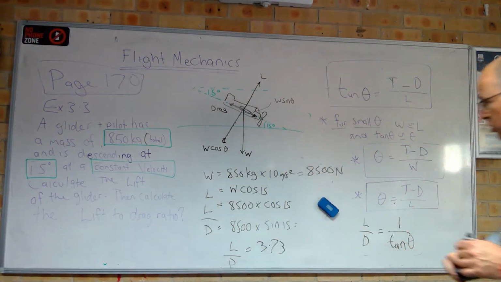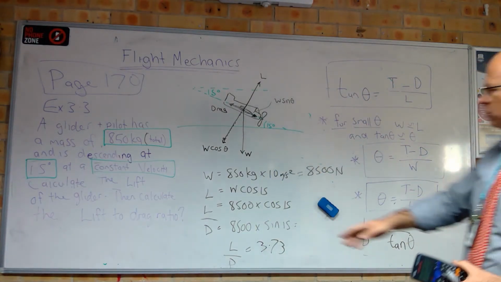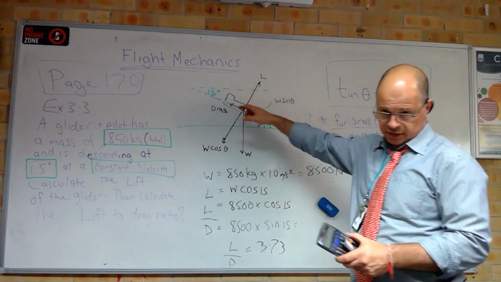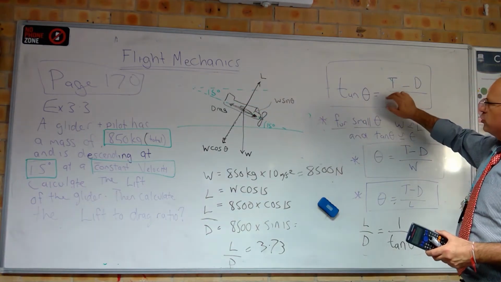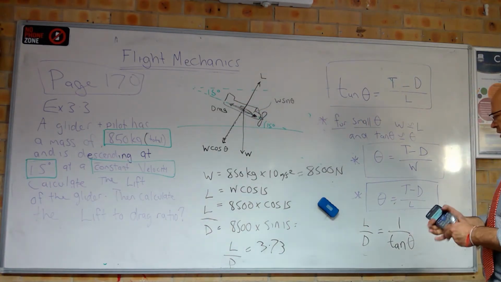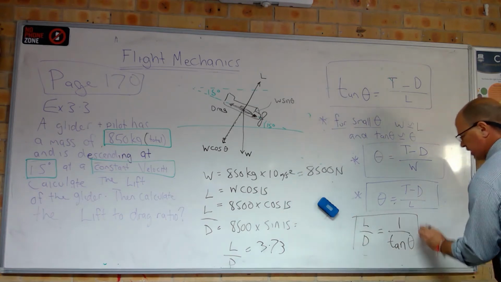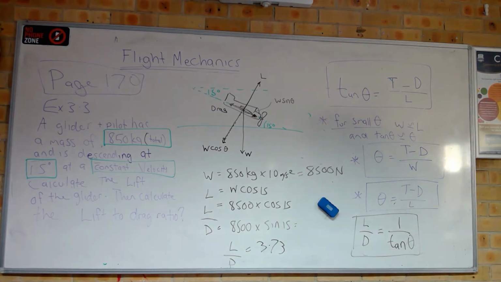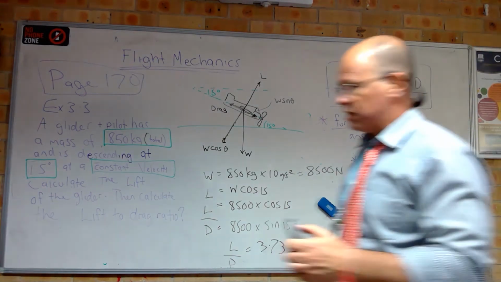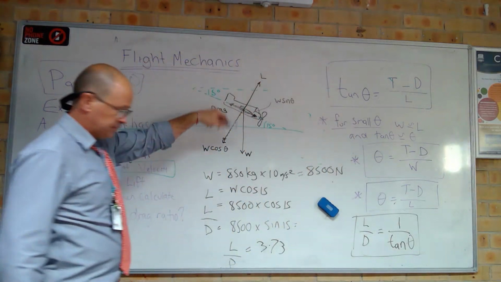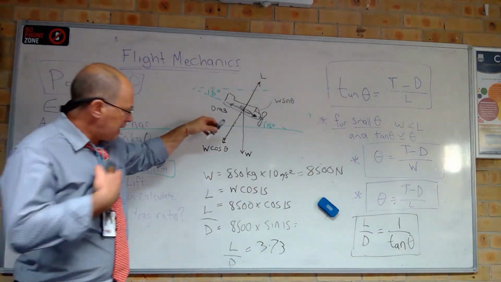So that's two ways you can do it. You can use your actual calculations, lift to drag, and the vectors that you can see here, or like they wanted you to do, that 1 over, lift to drag is equal to 1 over tan theta gets you there really quickly, okay? So that's if you understand the forces acting on the aircraft.